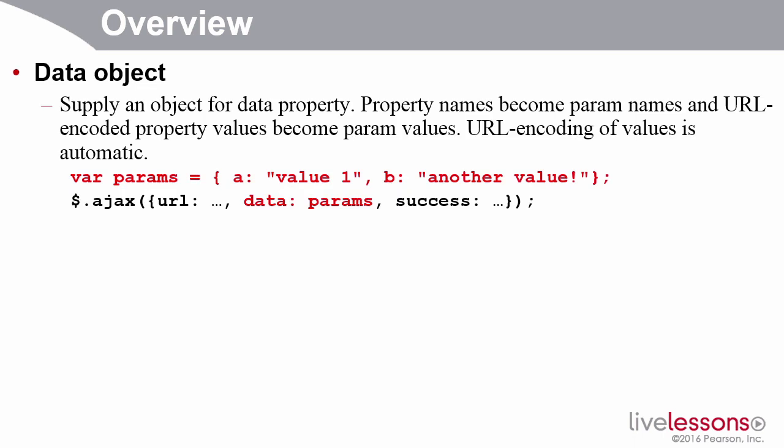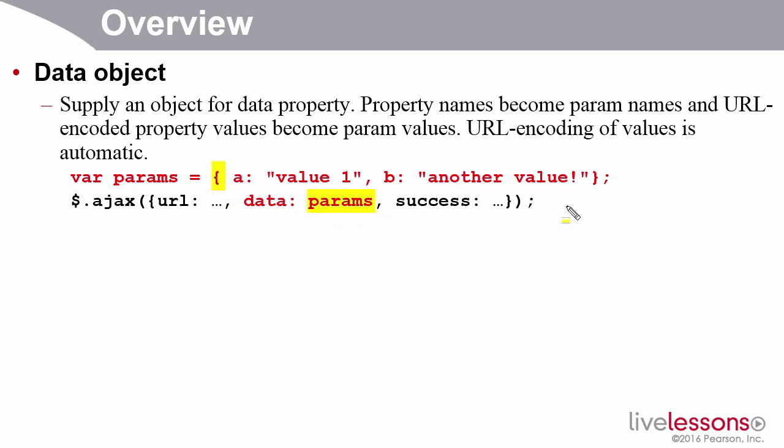So the first way to send data to the server is to supply an explicit string to the data property of the AJAX options object. Now, there's nothing wrong with this, but it's just a little tedious to call escape each time on the text field values. So jQuery has an alternative where you can supply an object instead.